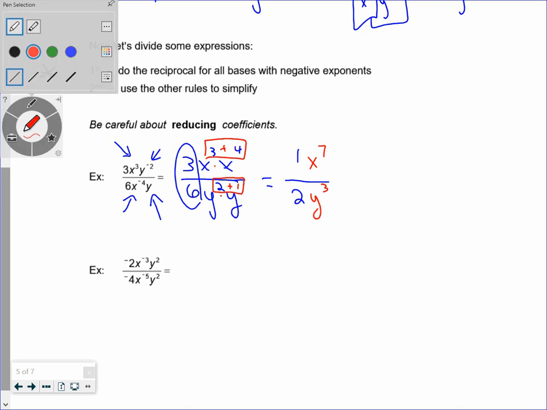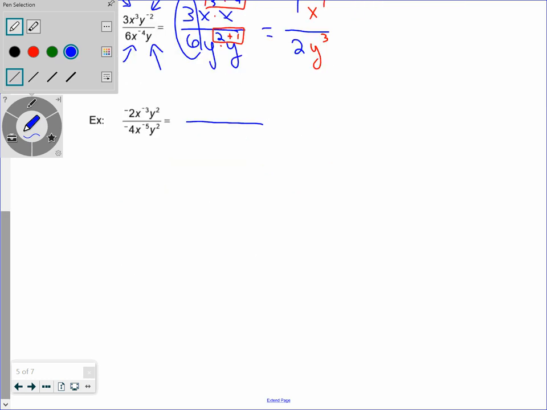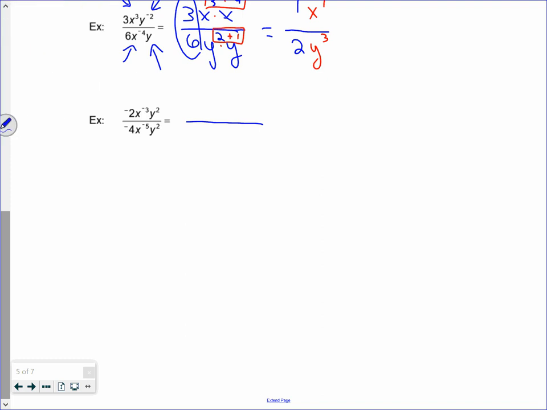Okay? Last example. Step 1. Get all of those reciprocals done. Do not do reciprocals for negative coefficients. Leave the negative 2, leave the negative 4. They don't get flipped over. Do I flip x to the negative 3? Yes. Do I flip y squared? No. Do I flip x to the negative 5? Yes. Do I flip this y squared?